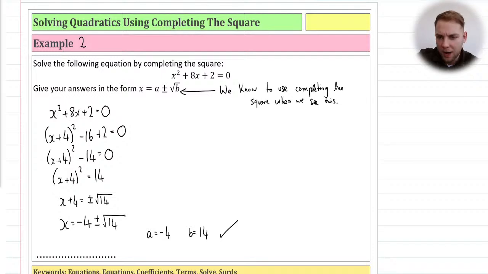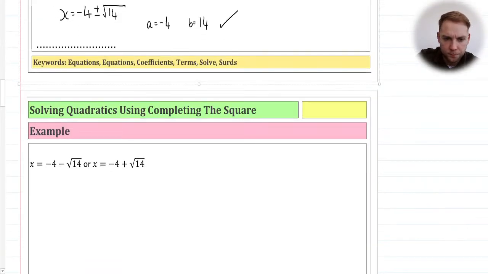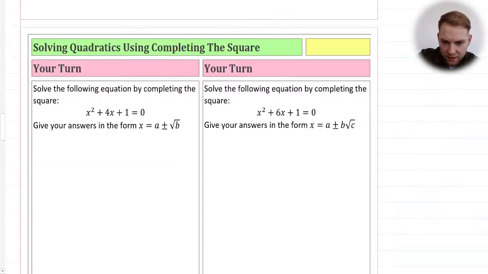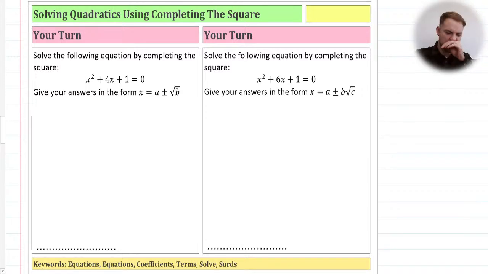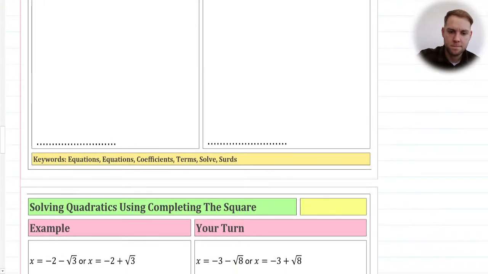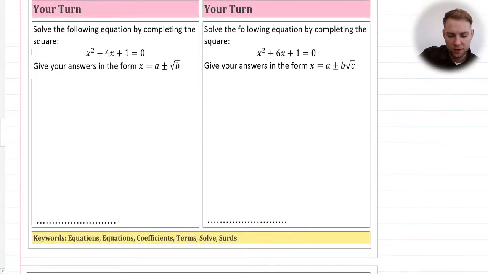Alright, so let's have a go at, I'll tell you what, I'll do one more. And then I'll let you have a little go at one yourself. So I'll do one more. I'll do this one on the left. You can call this example 3 if you want.